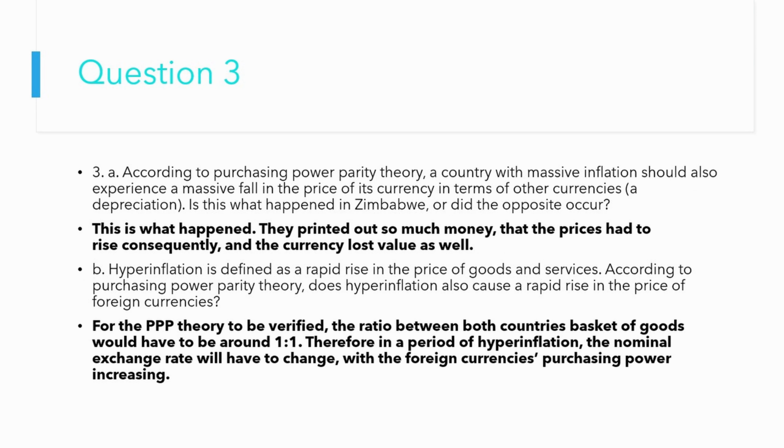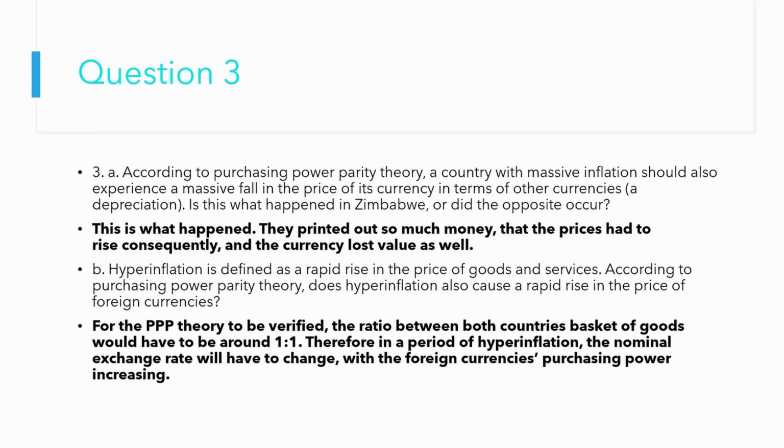In part 3, we're asked, according to the PPP theory, a country with massive inflation should experience a massive fall in the price of its currency in terms of other countries, which is a depreciation. Is that what happened in Zimbabwe? Yes, because they printed so much money that prices had to rise consequently, meaning that their currency lost value compared to other foreign currency.